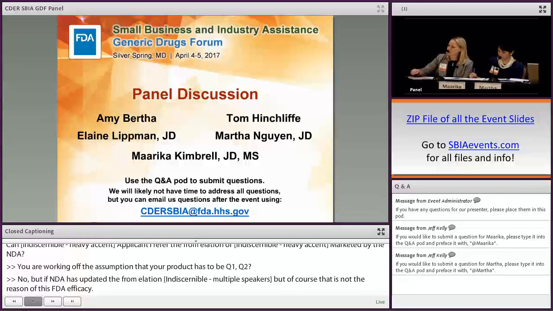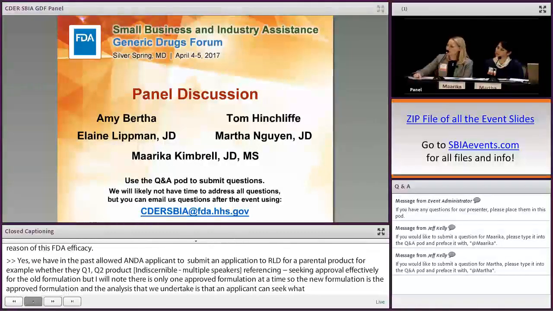My question is for Marika. This is regarding Q1, Q2 formulations. If an NDA holder has updated the formulation, not because of safety and efficacy reasons, can I, as an ANDA applicant, refer to the old formulation that is marketed by the ANDA? You're working off of the assumption that your product has to be Q1, Q2. No, but the NDA has updated the formulation. So we cannot make the same Q1, Q2, but of course that is not because of safety and efficacy.